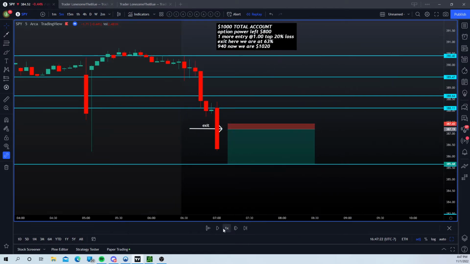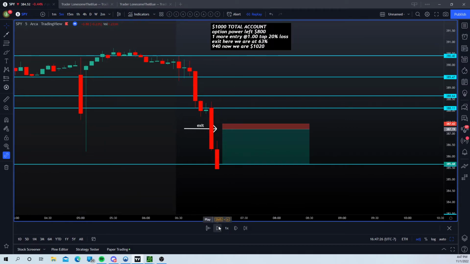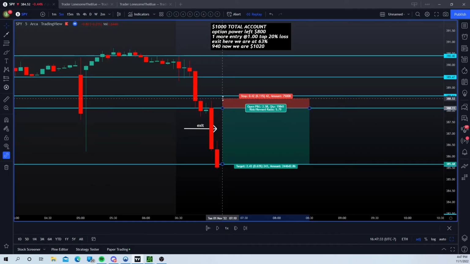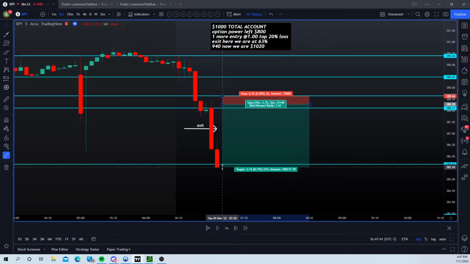Alright, so now let's see what happens. Can we go over here? Fuck it, let's hold it. There you go. Boom. From there to there. How much percentage is that? Let's see. From there to there. Or was it entry? 74%.